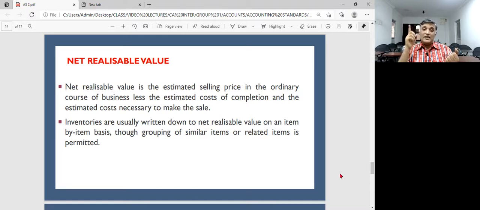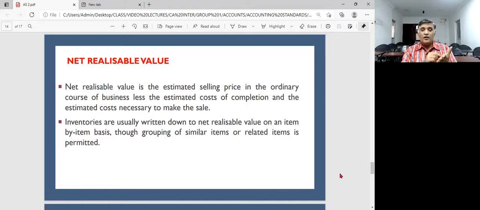You can do that only for items which can be grouped. If the items are very similar in nature, if they are highly related, then you can group them: what is the cost of A plus B plus C, what is the NRV of A plus B plus C, and then you can do it on a holistic basis. But if the items are not similar, if they are not related, you have no choice. You have to go item by item only.